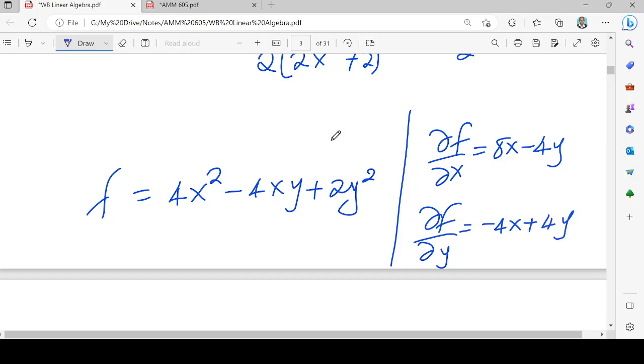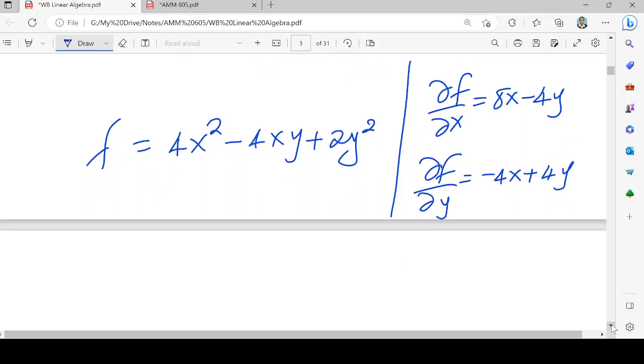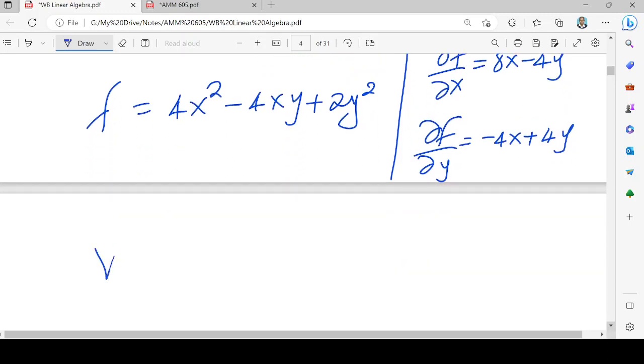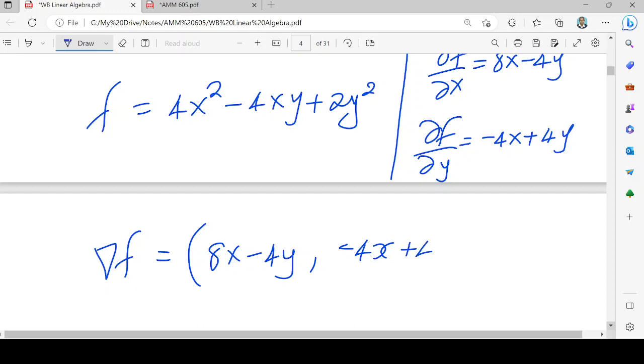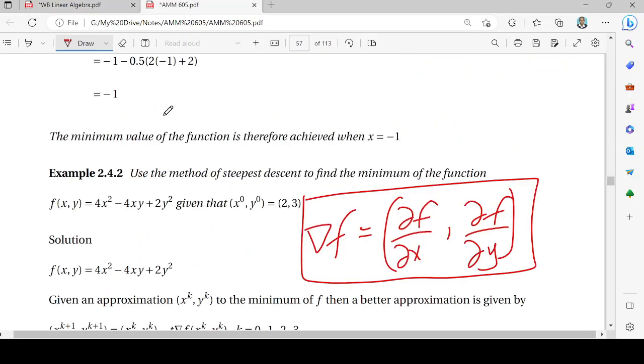So the gradient of f will have the x component as 8x minus 4y and the y component as −4x plus 4y. This will be our gradient vector. Then we can evaluate this at different points. Our initial approximation is x_0 is 2, y_0 is 3.